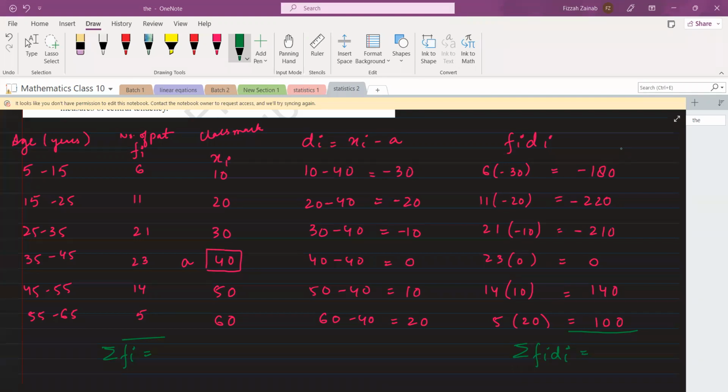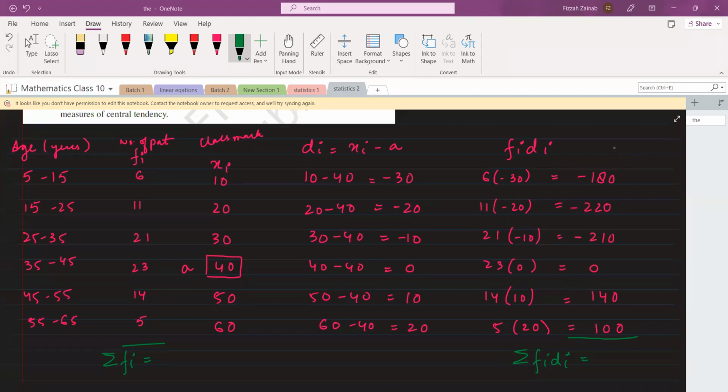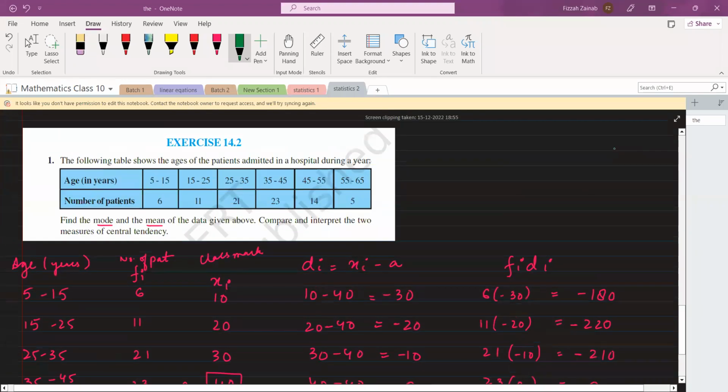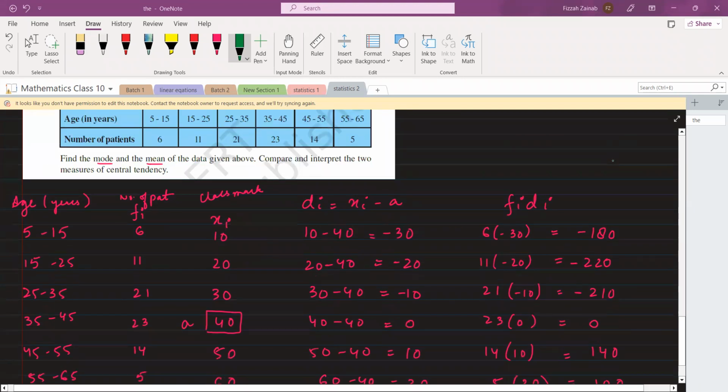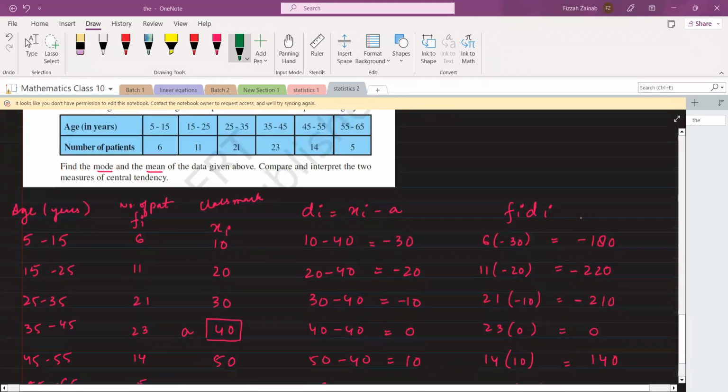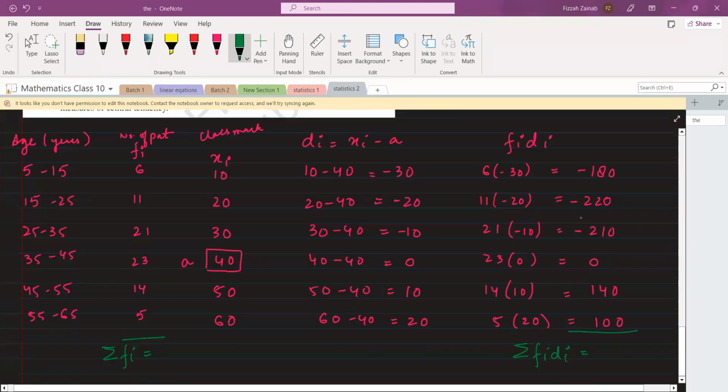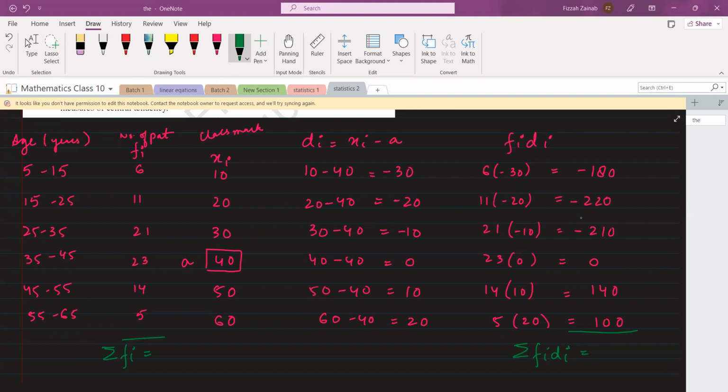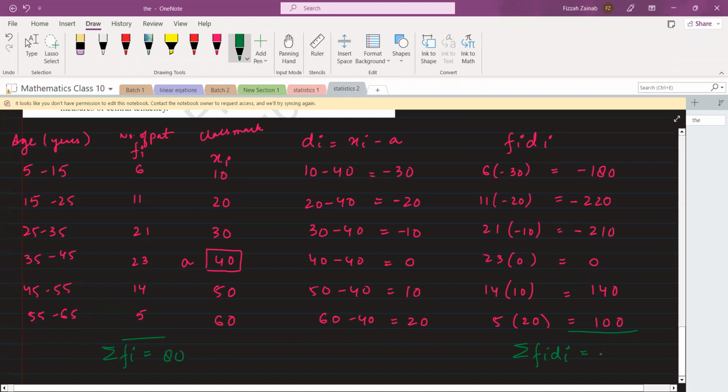Okay, so in this question, we have to find mean and mode. If you can see that in your book. So this is the question, right? So first of all, I'm finding mean by the assumed mean method for this data. Okay, how much is summation of fi? Sorry, louder. 80, okay. How much is fi di?